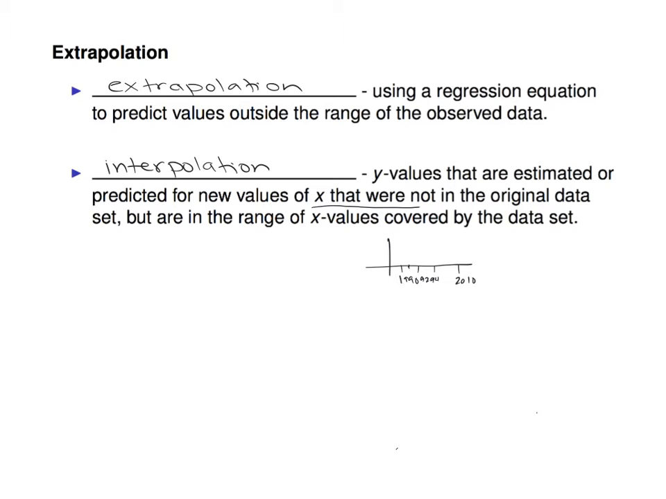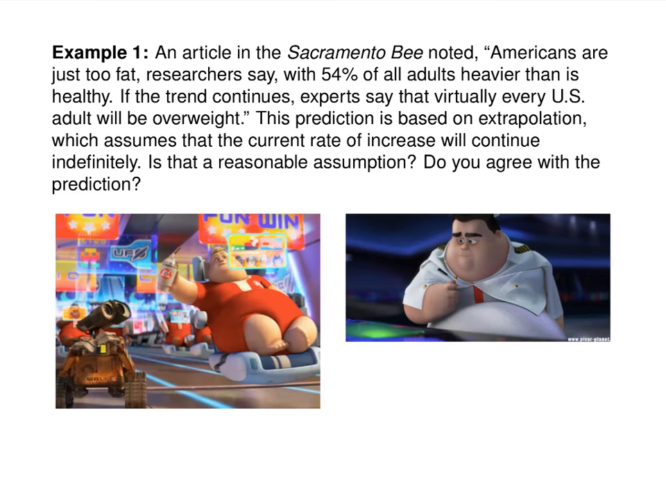It's okay to go a little bit outside of your data set, but going too far outside of your data set can cause problems. And what is too far depends on the situation. The media loves to do this. For example, an article in the Sacramento Bee noted that Americans are just too fat, and researchers say with 54% of all adults heavier than is healthy. And if this trend continues, experts say that virtually every single US adult will be overweight. This prediction is based on extrapolation, which assumes the current rate of increase will continue indefinitely.